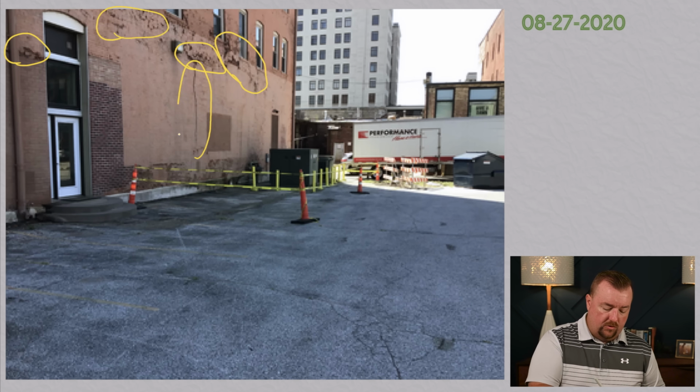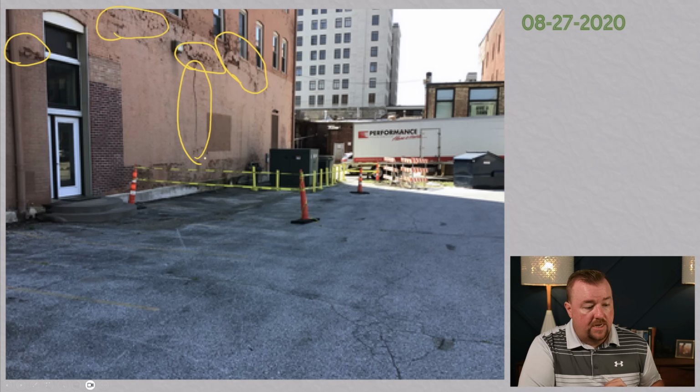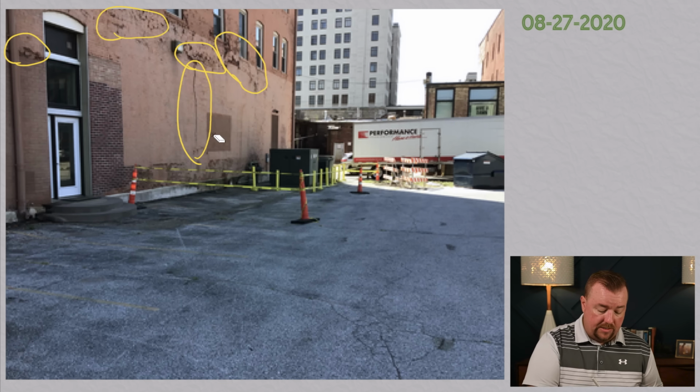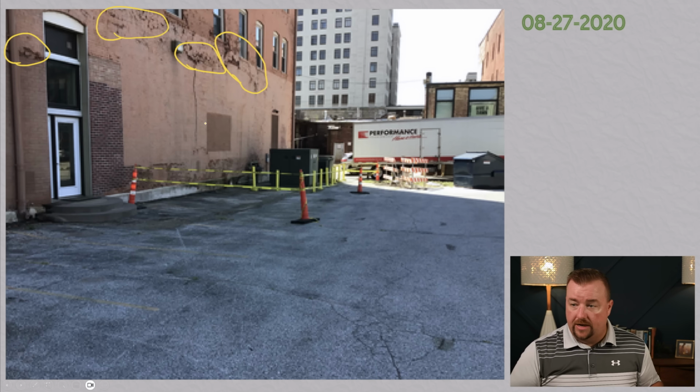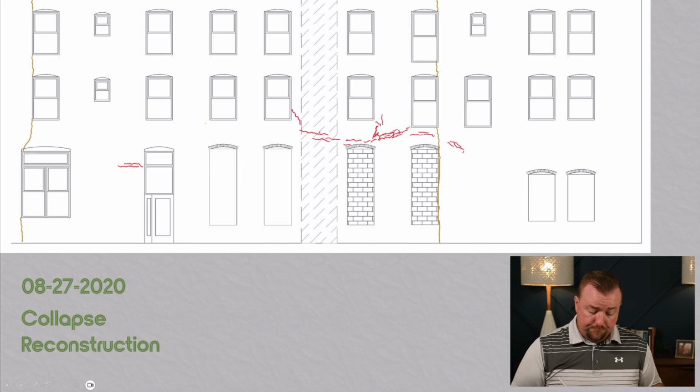And you see this vertical line. I think that's actually just a water stain. I don't think that's a crack because it doesn't show up in other photos from other angles around this same time period. But I could be wrong on that.